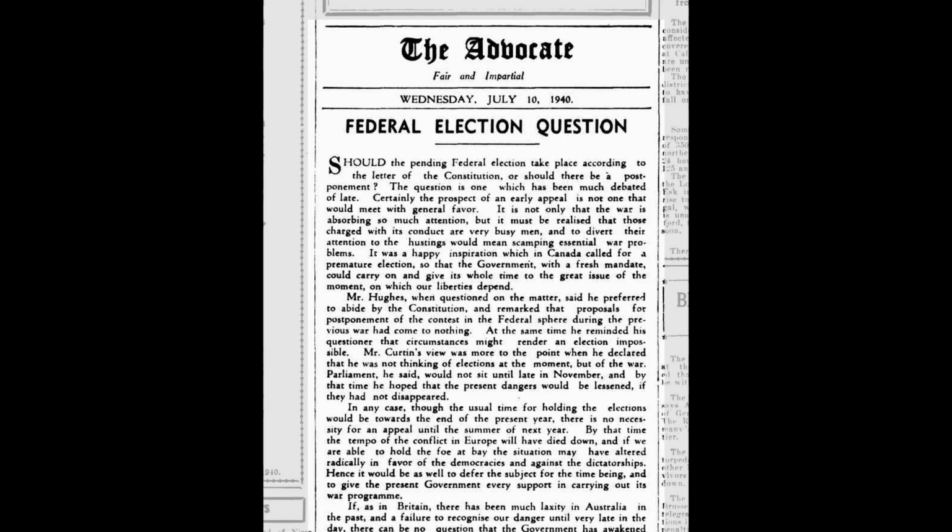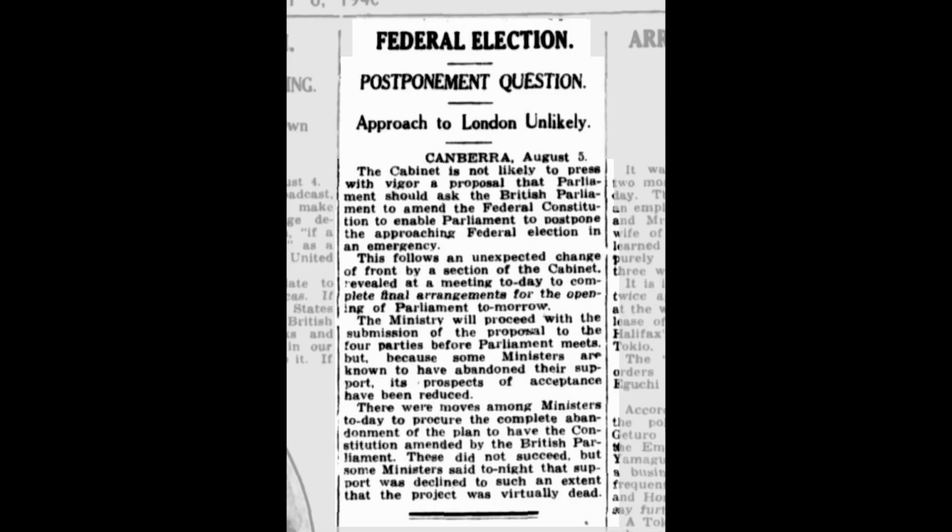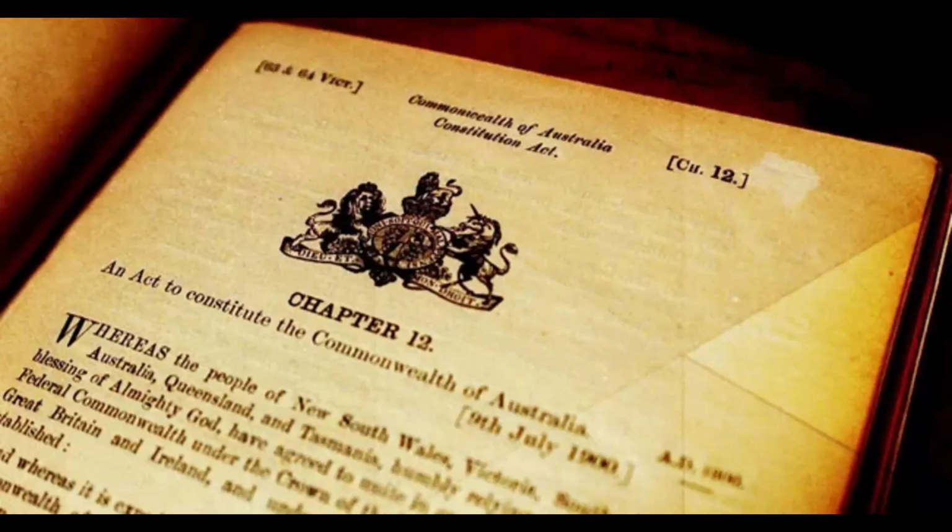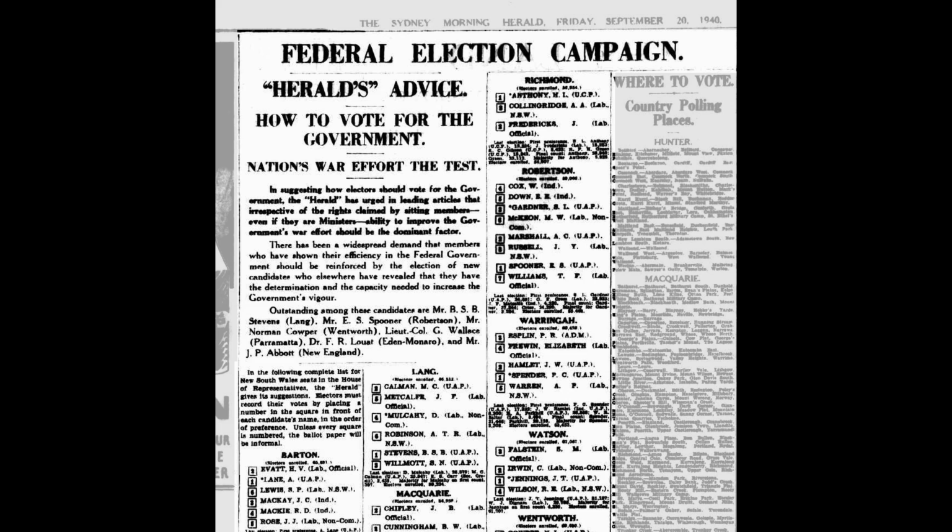There were calls at the time to suspend or postpone these elections. Some people argued that given the wartime circumstances, and in the case of 1943 the direct threat to Australia, resources and public attention would be best directed elsewhere. However, these were overruled, as the Australian Constitution is actually quite specific about how often elections must be held, with no exceptions. The first one in 1940 was a relatively straightforward affair.